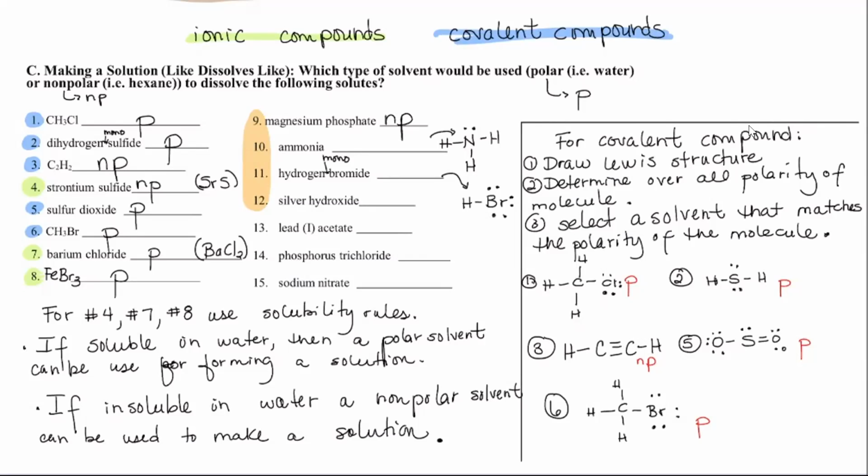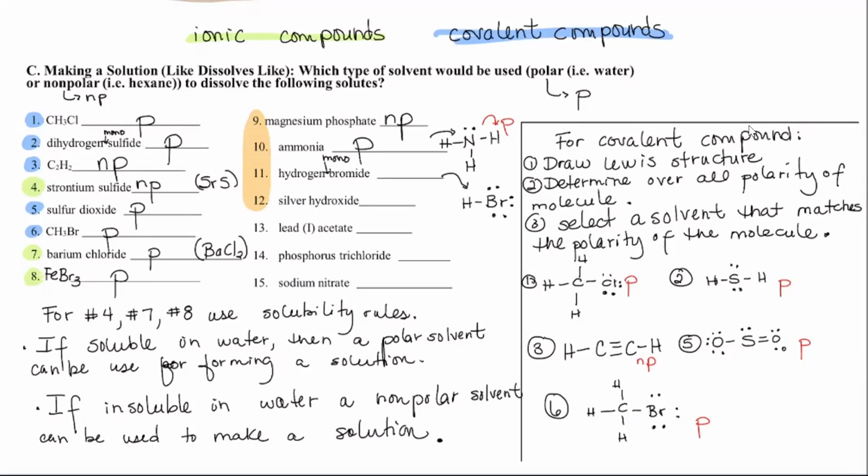There we have the Lewis dot structure for ammonia. Ammonia, since it's a covalent compound, we need to draw its Lewis structure and determine the polarity of it. So is ammonia polar or non-polar? It's a tetrahedral molecule that does not have four identical groups. Exactly, that is polar. So it needs a polar solvent to make a solution.